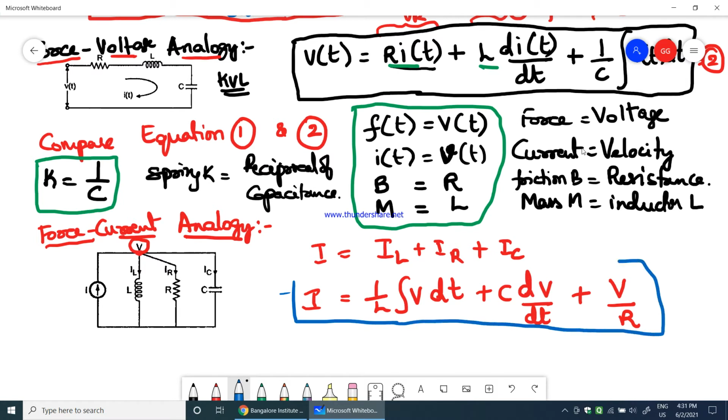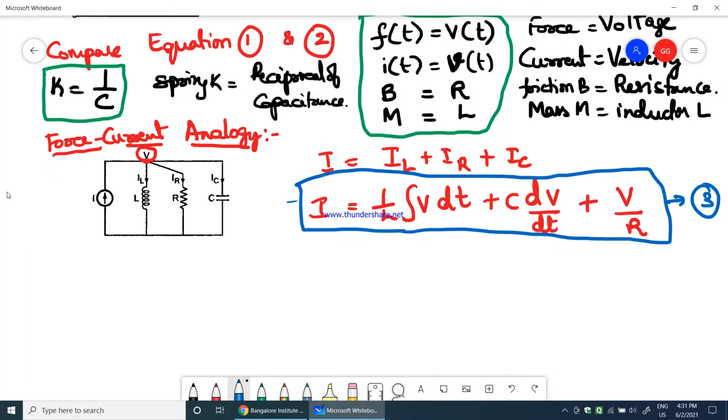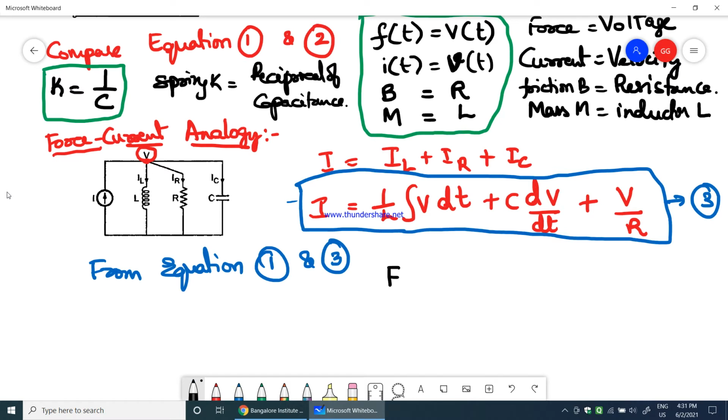Now this equation we are going to compare with the mechanical equation. So let me take this as 3. Now again, from equation 1 and 3, let me say that first thing is the force F will be equal to current, because it is a current analogous network, therefore force equals current.